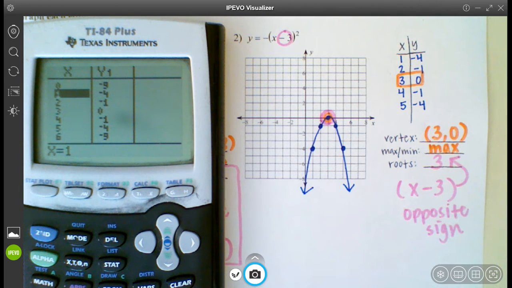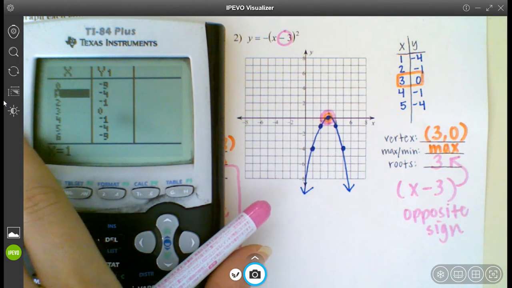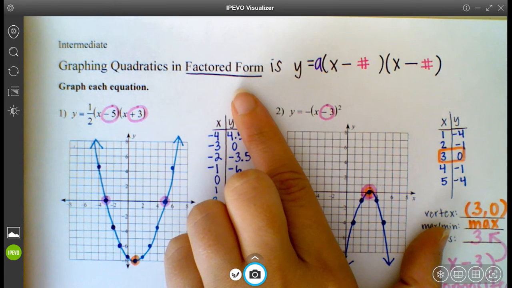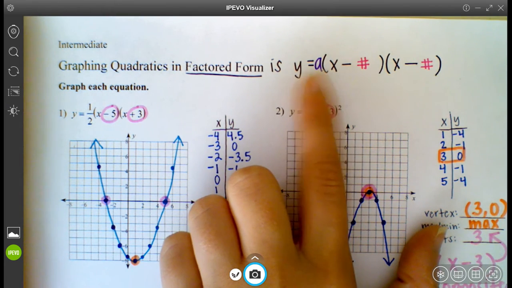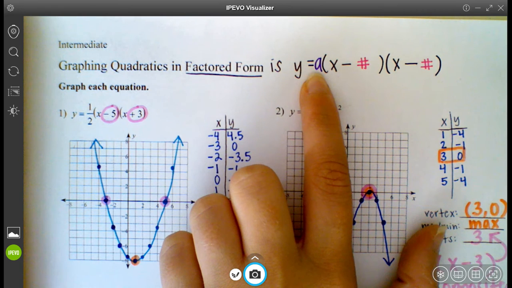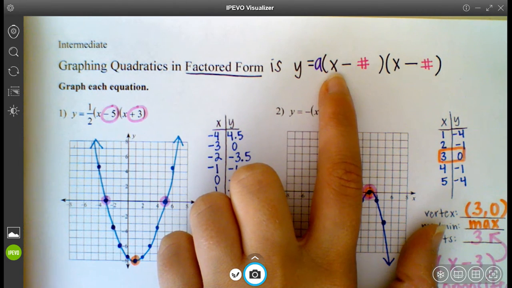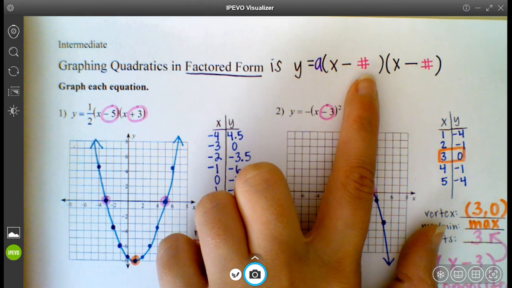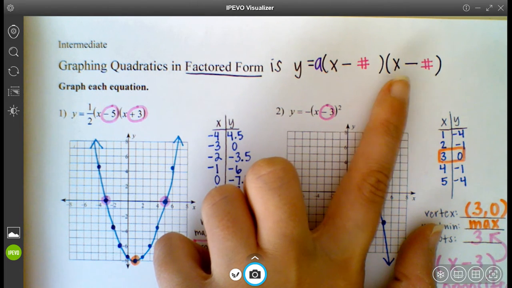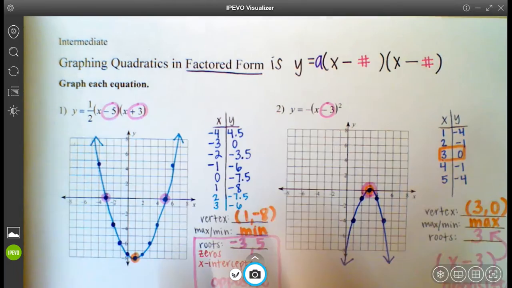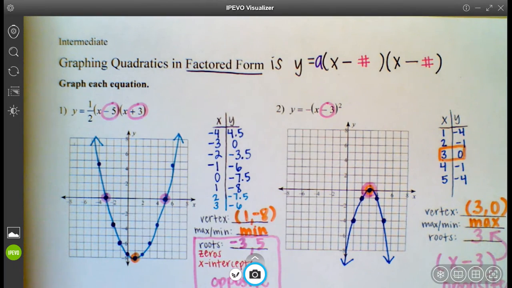So what we're going to do is we're going to practice doing what we call factored form. And factored form is written as y equals little a, which tells me if I face up or down. Inside the parenthesis, you have x minus a number or plus a number. And your second parenthesis is also x minus a number, whether it be positive or negative. Time to practice.